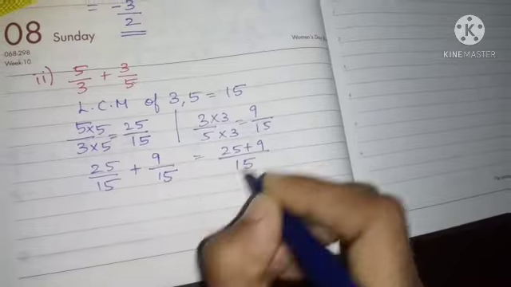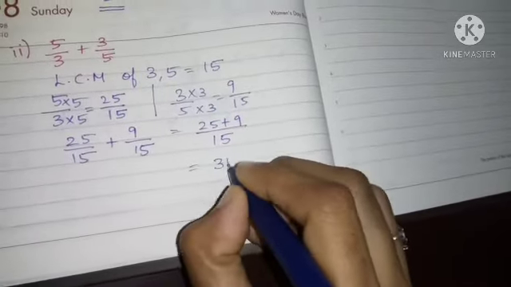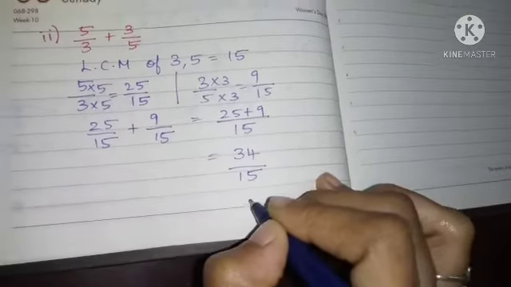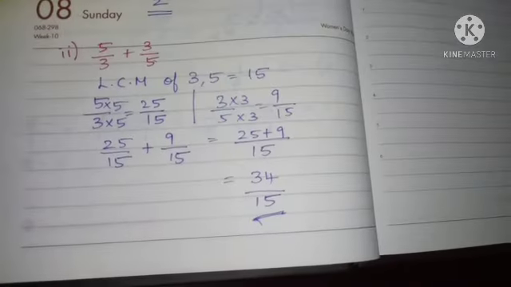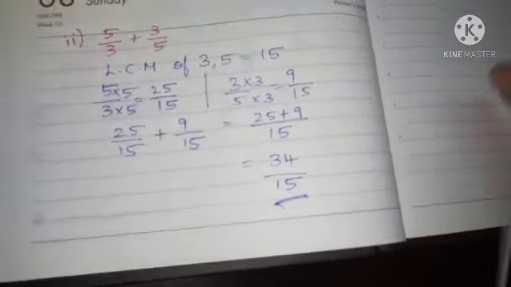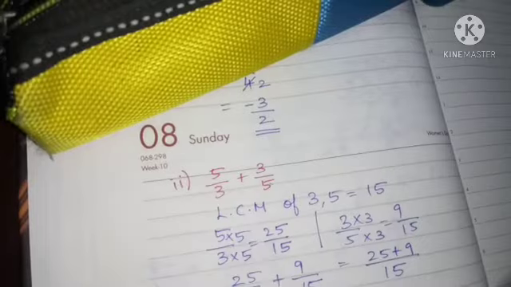25 plus 9. 25 plus 9 is 34 divided by 15. Can we cancel this? No. So 34 by 15 is the final answer. Okay. Next, third and your fourth problem is your homework. Third subdivision, fourth subdivision is your homework.